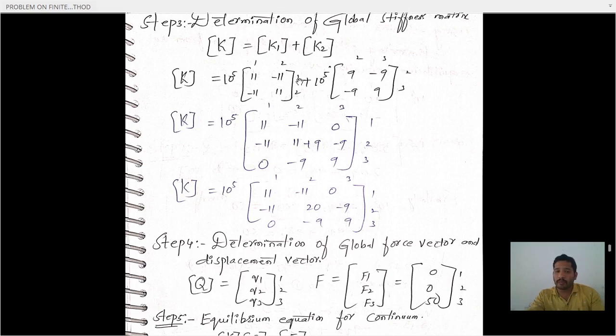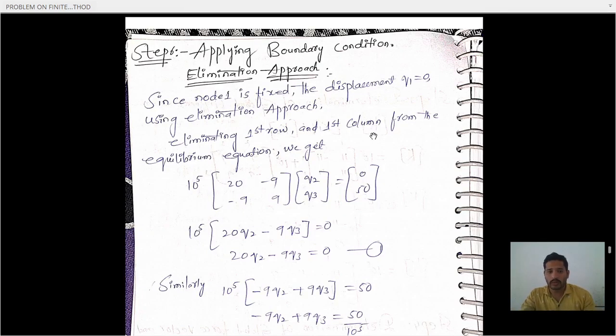First node to the first node, how much will we get? 11. First node to the second node is -11. First node to the third node, is it available here? Not available. If it is not available, it will be considered as 0. Second node to the first node is -11. Second node to the second node is 11 plus 9 here. Second node to the third node, is it available here? Not available. Just neglect this component. You have to go for this one.